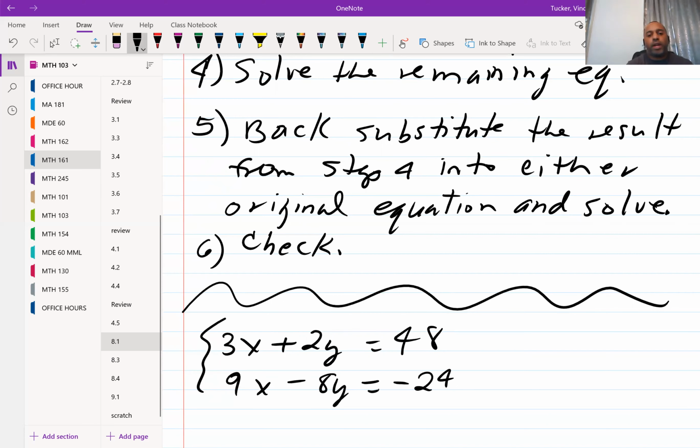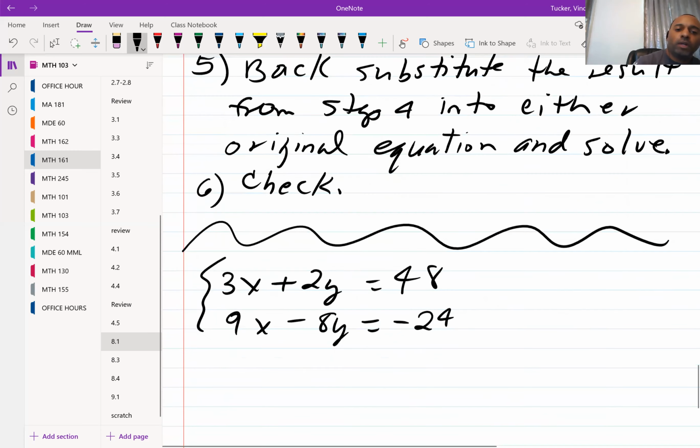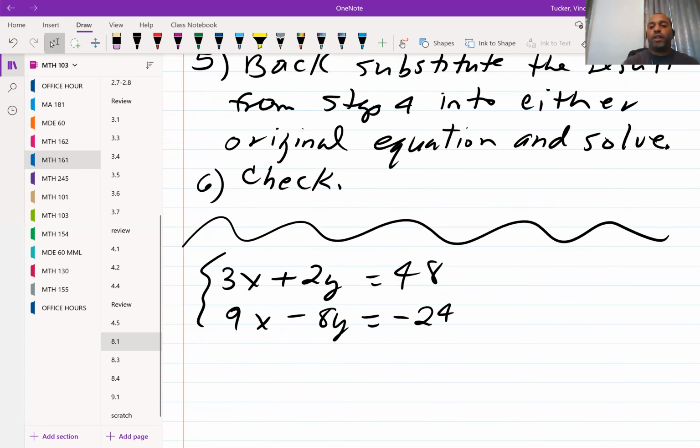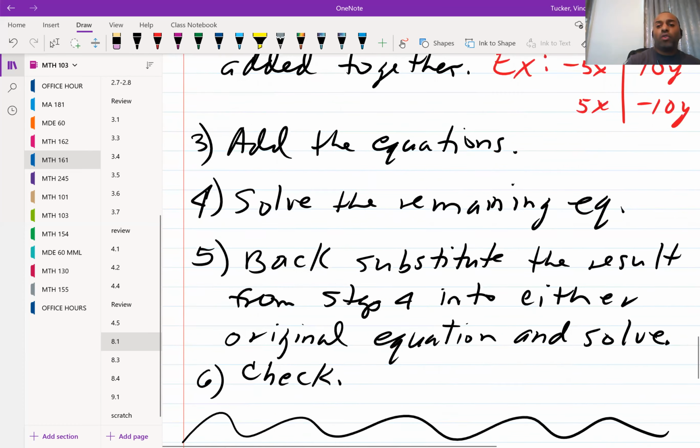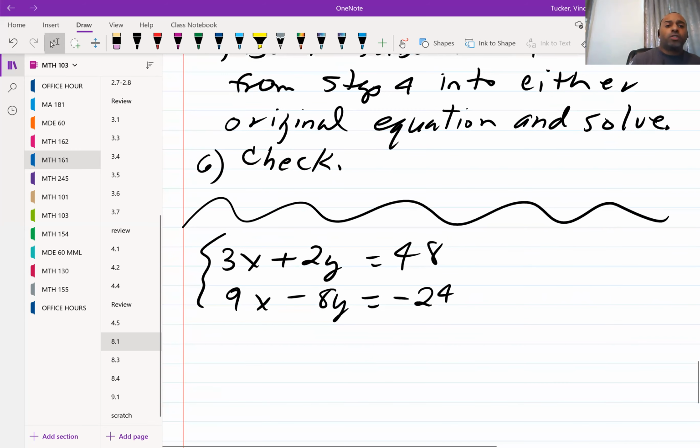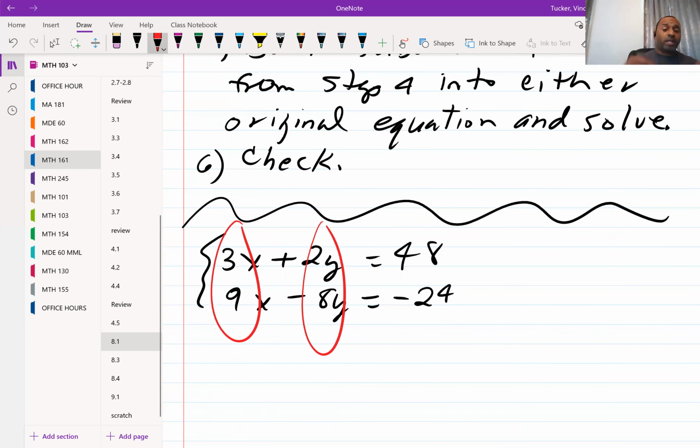All right, so we have 3x plus 2y equal to 48. And then we have 9x minus 8y equal to -24. So what we want to do is create this scenario that I'm talking about right here, where when we add our equations together, one of our variables will cancel. So I have a choice here. Either I can cancel out my x or I can cancel out my y. And we have to ask ourselves which is the easiest route in order to do so. Doesn't matter which way you go, just have to make sure that you do it correctly.